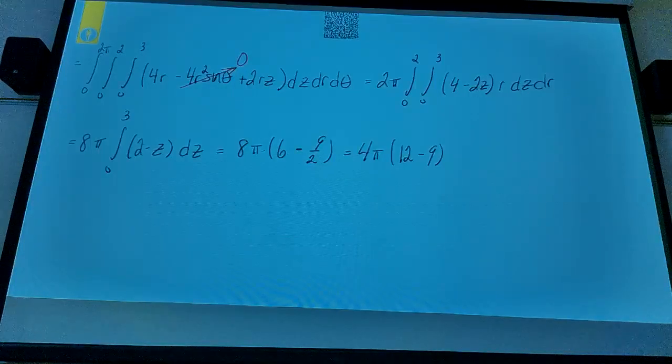Why am I writing minus 2z? That should have been plus 2z. I don't know why I wrote minus. That looks better. 12 and 9 is 21. 21 times 4. 84 pi.